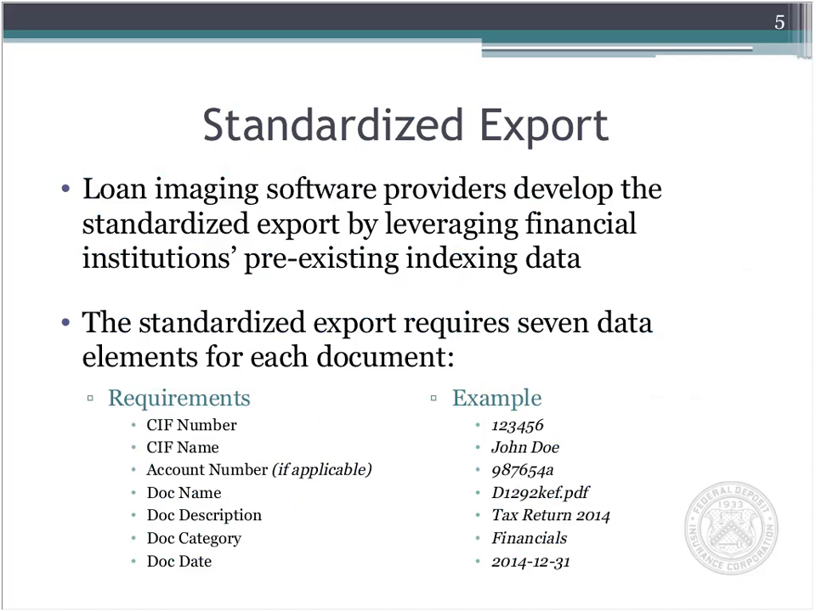So the exported format that comes out is actually an XML file. So those 7 required fields, and I'll quickly go over those again. That's CIF name and number, the account number, the document or file name, the document description, the document category, and the document date context. Those all spit out in an XML file, and that's what we use to then populate the standardized application that we use at the FDIC.